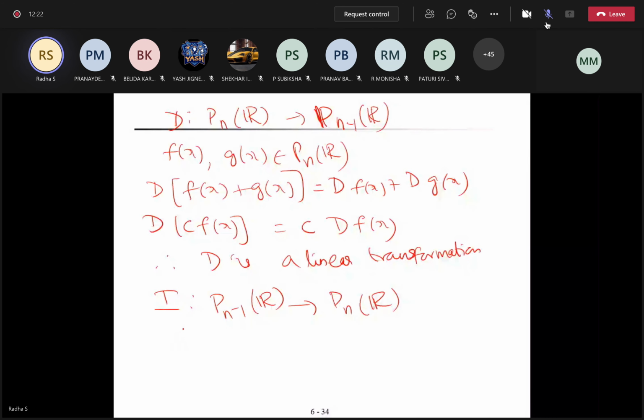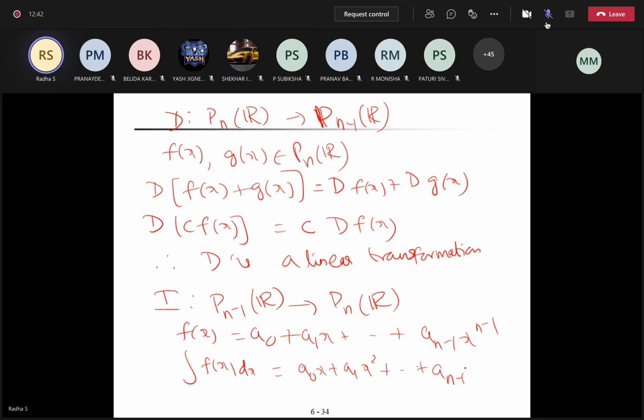Suppose your f of x is a0 plus a1x plus etc. a n minus 1 x power n minus 1. So I'm integrating this. So what happens? It becomes a naught x plus a1x square by 2 plus etc. a n minus 1 into x power n by n, plus one more constant will come. All other things will come, I just didn't write. So this becomes a polynomial from Pn of R.